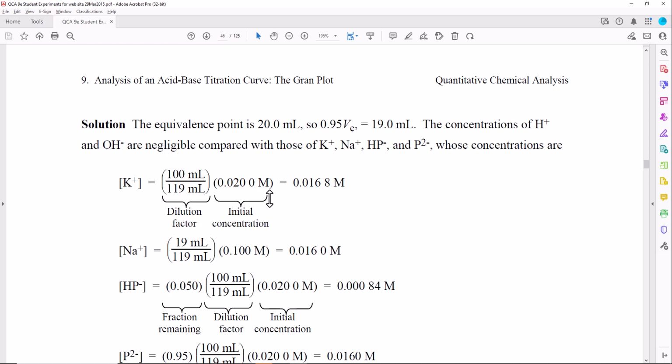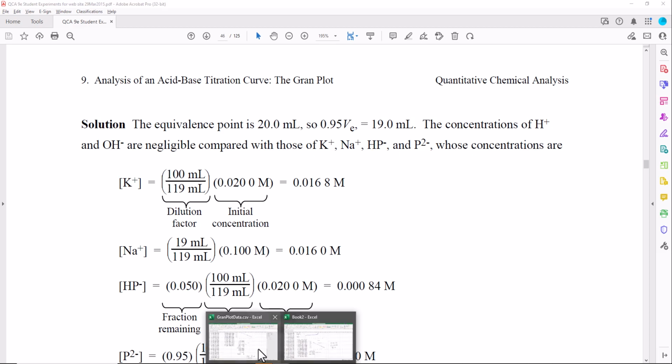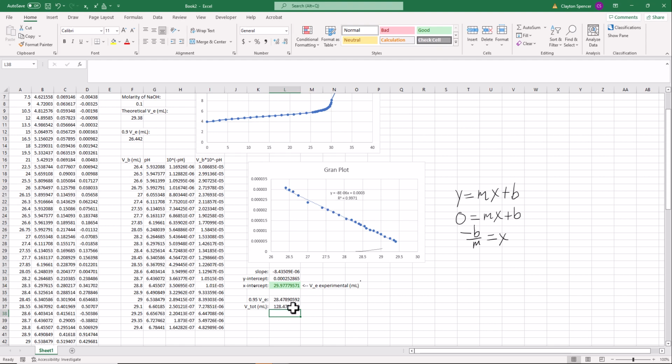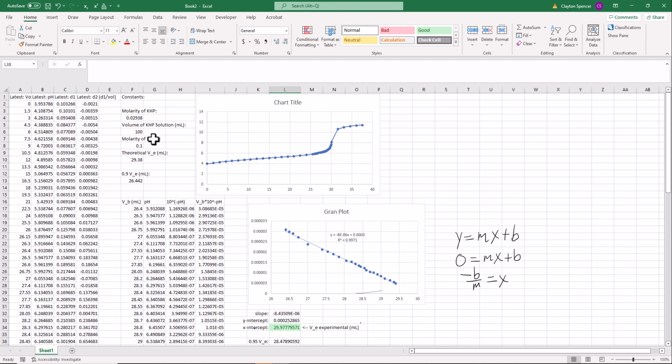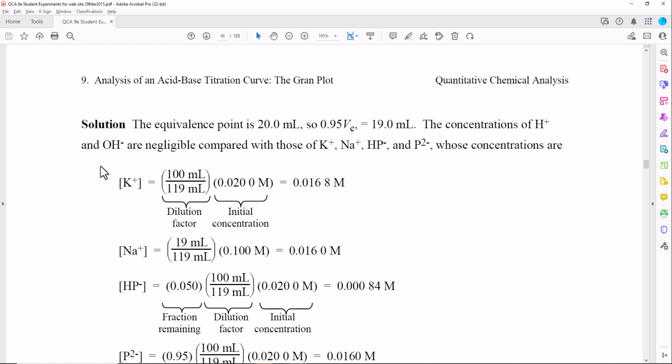And then basically what's happening is you're diluting that, right? So you're adding some extra volume to it. That's the sodium hydroxide that you've added. And so we can calculate this thing called a dilution factor. That's just a ratio of the initial volume to the total volume, right? So 119 milliliters would be the total volume of 19 milliliters of sodium hydroxide plus 100 milliliters of initial solution. So again, if we go back to our spreadsheet here, our total volume is a little bit different. It's 128. Our initial molarity is not 0.02, it's 0.02938. So, close to that, but slightly different. So we're going to use those two values when we calculate this K value. So we multiply the dilution factor times the initial concentration. That will tell us the concentration of K plus ions in our solution.